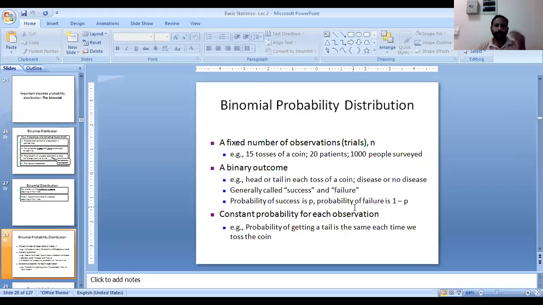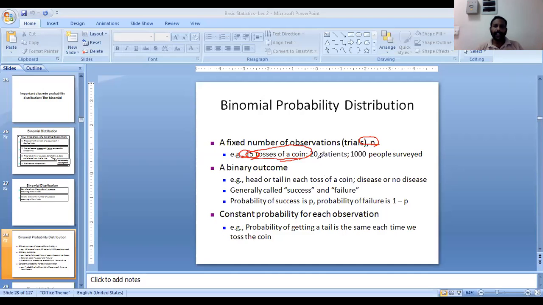Right, some examples, which are not really what we come across in day-to-day life. We'll take some examples at the beginning, then look at the applications. Tossing a coin 15 times. This is a binary concept, right? So here n is 15.